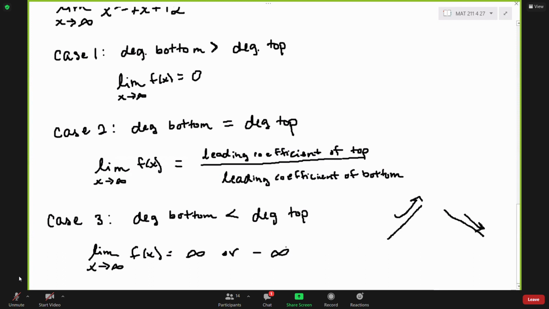So that is a thing that happens, but next to the one that you have degree bottom equal degree top, can you just put like an x squared over an x squared next to it? Yes. Thank you. Perfect.